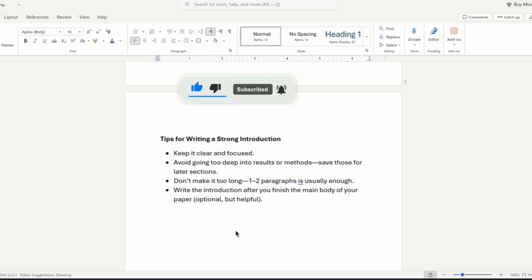One optional but effective tip for writing an introduction is to compose it after completing the main body of your paper.